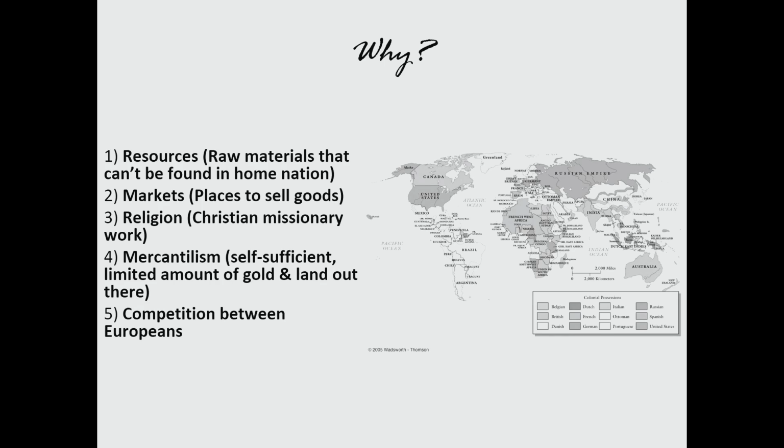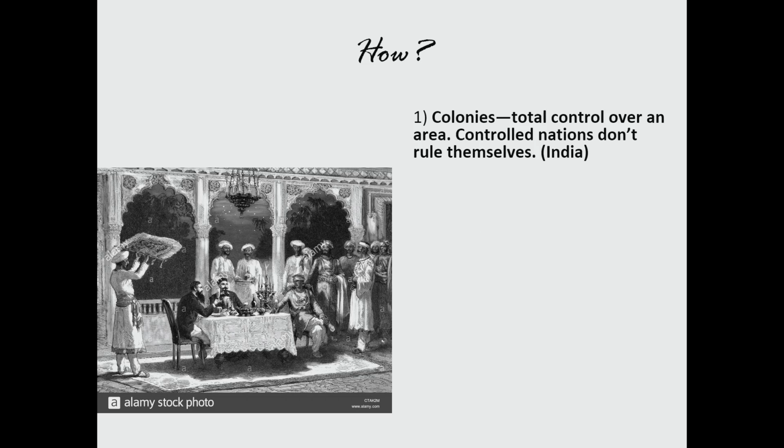Again, competition between Europeans. We just spoke about the Congress of Vienna and how Europeans are fighting for power in this balance of power. This plays out in imperialism, and the conflict spills over into a grab for land by the Europeans. How are the Europeans engaging in imperialism? Number one, they take on colonies.